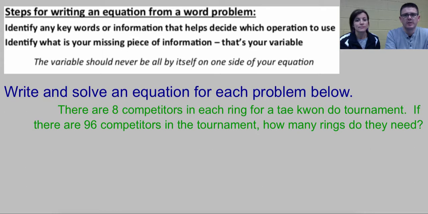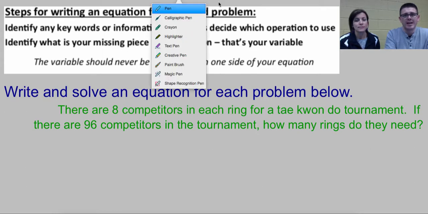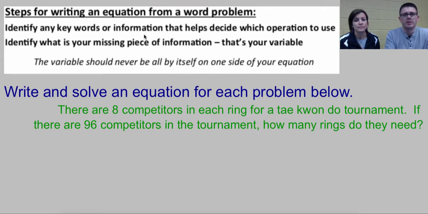We've already filled some stuff in, but I'm going to recommend that you highlight or underline a little bit up there. There's some important ones. So your first step is identify any keywords or information that help you decide what operation to use. Are you going to add, subtract, multiply, divide? And then think about what is your missing piece of information. What don't I know? That's going to become your variable.